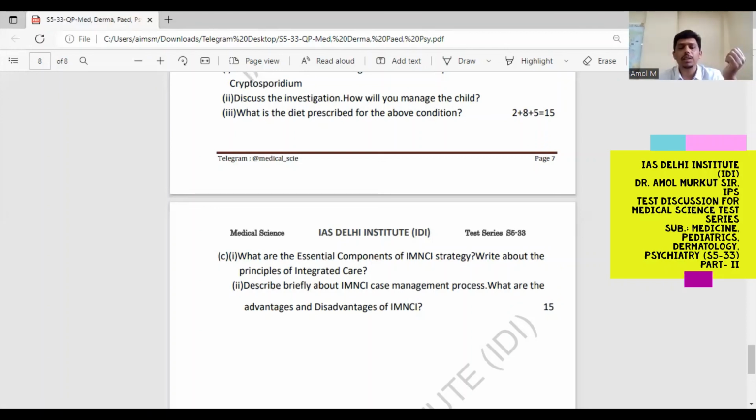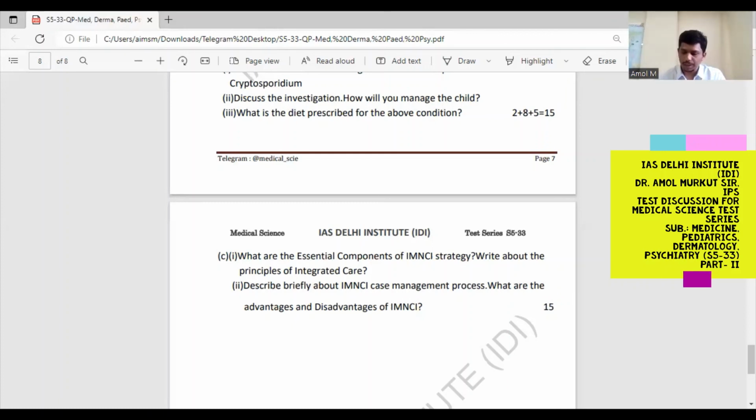Disadvantages, not many, but sometimes delay occurs in case of first point of contact. Then sometimes misdiagnosis can occur. The staff may not be adequately trained. These are the various disadvantages.